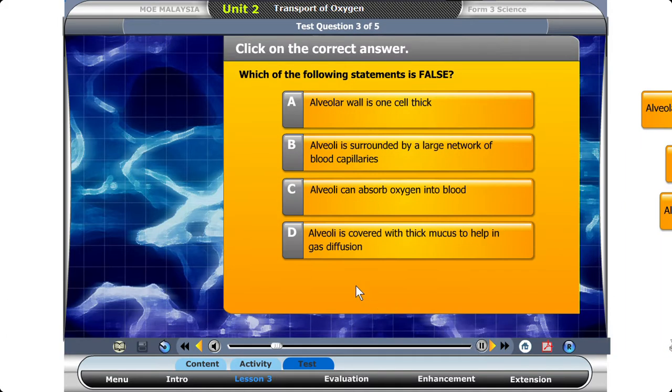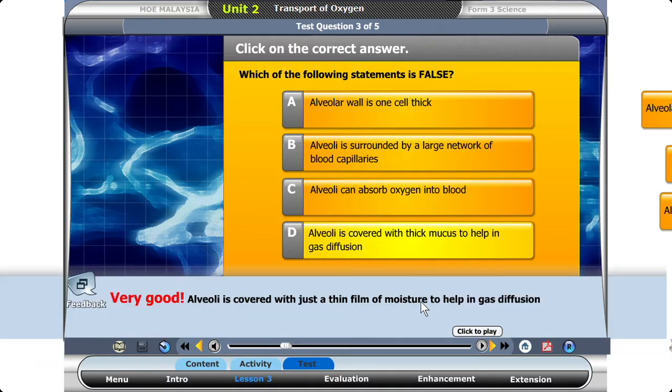Click on the correct option. Which of the following statements is false? Very good. Alveoli is covered with just a thin film of moisture to help in gas diffusion.